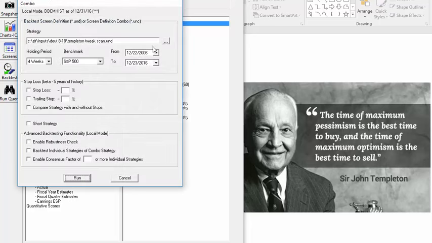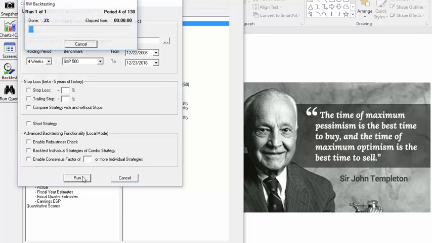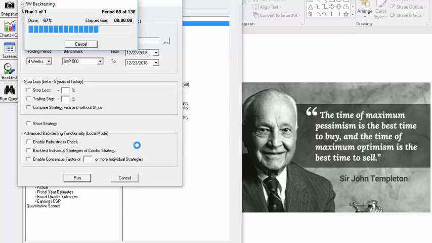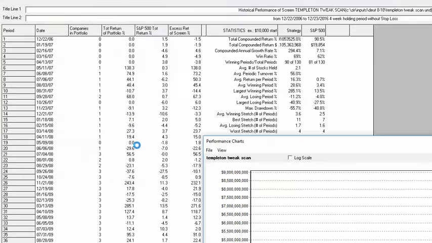I've inputted the screen. I call it the Templeton Tweak Scan, and I'm going to backtest this system using a 4-week holding period, benchmarking the S&P 500. We're going to go back 10 years, so our end point is the 23rd of December 2016, and our starting point is the 22nd of December 2006. Let's run this scan and see how well it does. It's going to take about 10-12 seconds to perform that data crunch. I'll tell you that this particular system uses 2 valuation metrics and one technical metric.